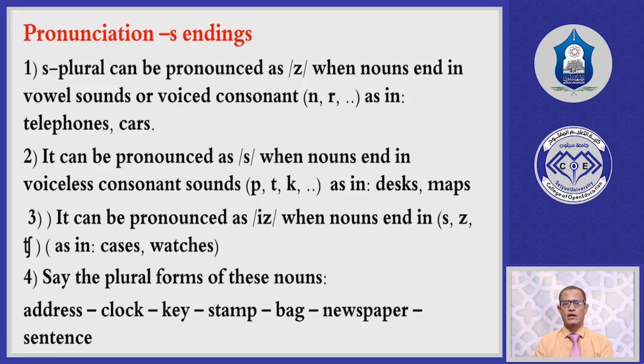Now, number three, it can be pronounced as iz. This plural s can be pronounced sometimes as iz when nouns end in sa, za, or cha. For example, cases, watches. So in these cases, the plural es is pronounced as iz. Why? Because they end in those sounds. For example, now we have case. This one ends in sa. So when we add es, it will be cases. And then watch, because this one ends in cha, it will be watches. The plural is watches.